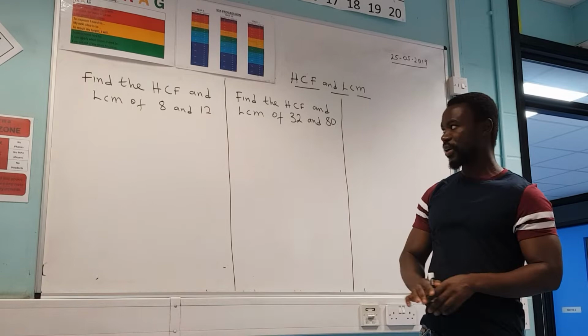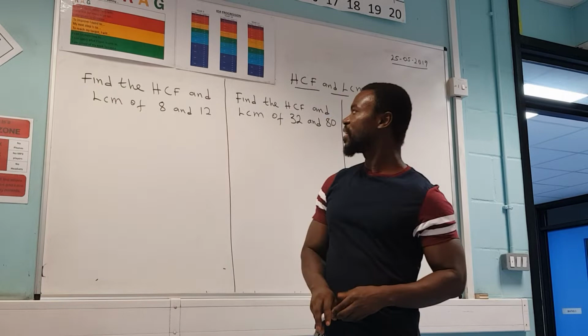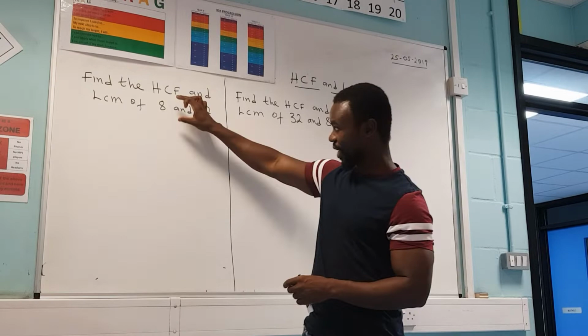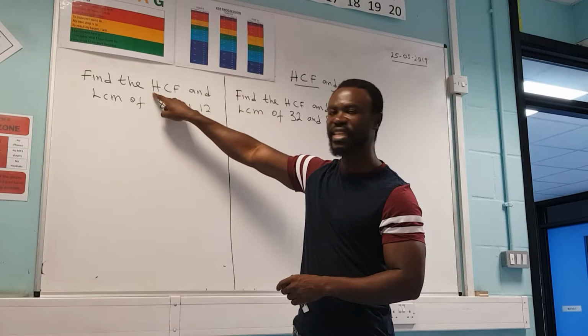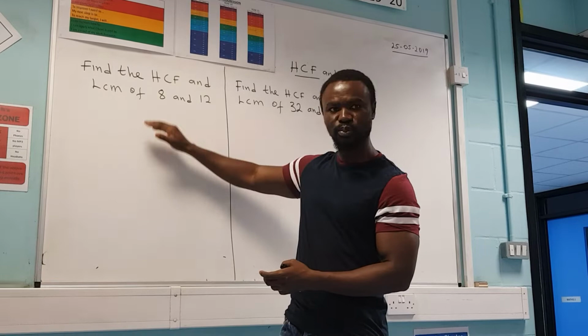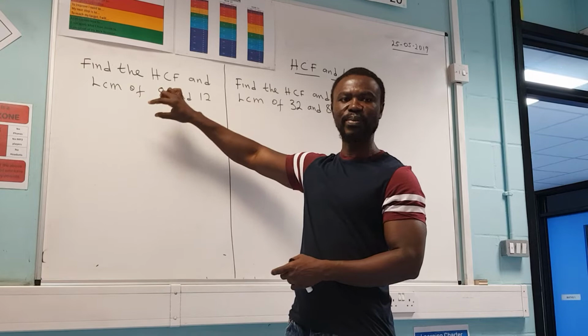So let's start off with this side. The question says, find the HCF and LCM of the numbers 8 and 12. So what it means is, find the highest common factor, find the biggest number that can divide 8 and the same number can divide 12. That's the meaning of HCF. LCM means write down your 8 times table, write down your 12 times table, look for the number that is common on both sides. The first number you see that is on your 8 times table and the same number is on your 12 times table, that number becomes your lowest common multiple.